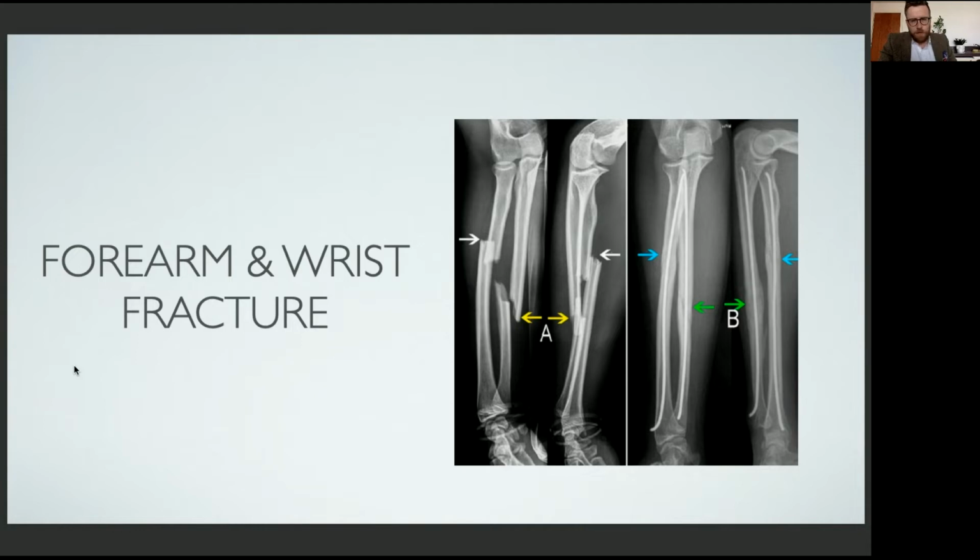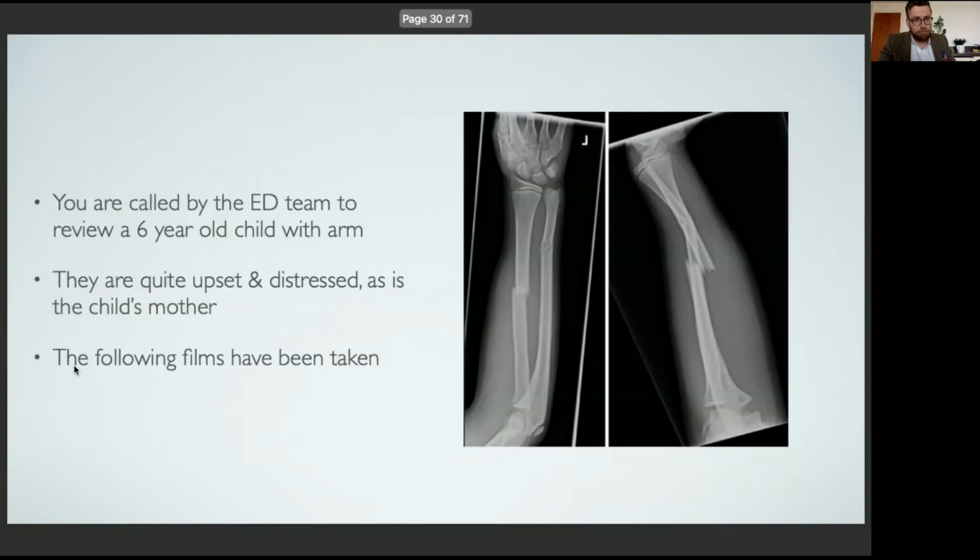So we'll see how it goes. If the first case goes very slowly, I will just start giving you the answers, which maybe is what you want. So scenario one, on forearm fractures: you are called by the emergency department team to review a six-year-old child with an arm.